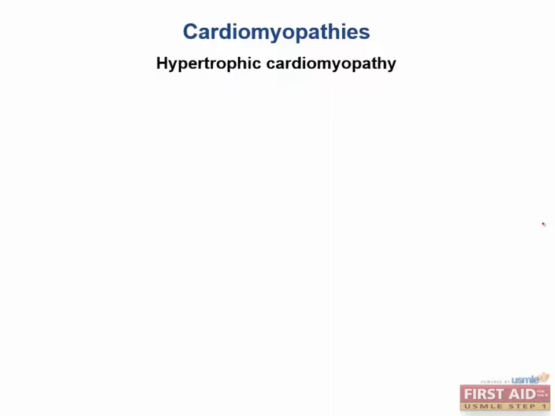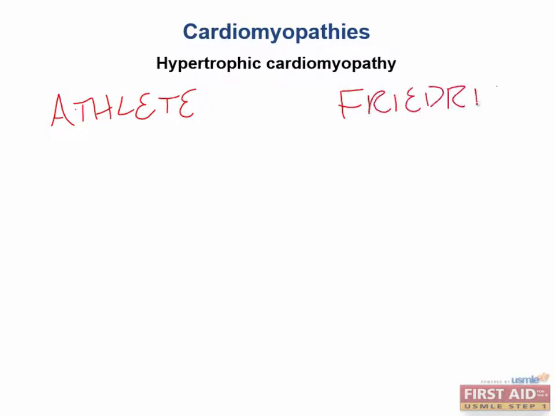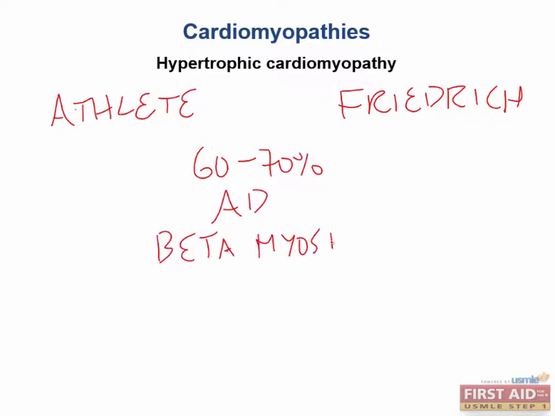Alright guys, now we move on to hypertrophic cardiomyopathy. Now this is going to show up on your exam. The vignette will usually describe a young athlete or a kid with Friedreich ataxia. Now 60 to 70% of the time, this is an autosomal dominant mutation in the beta-myosin heavy chain. This beta-myosin heavy chain is important for the contractility of myocytes.